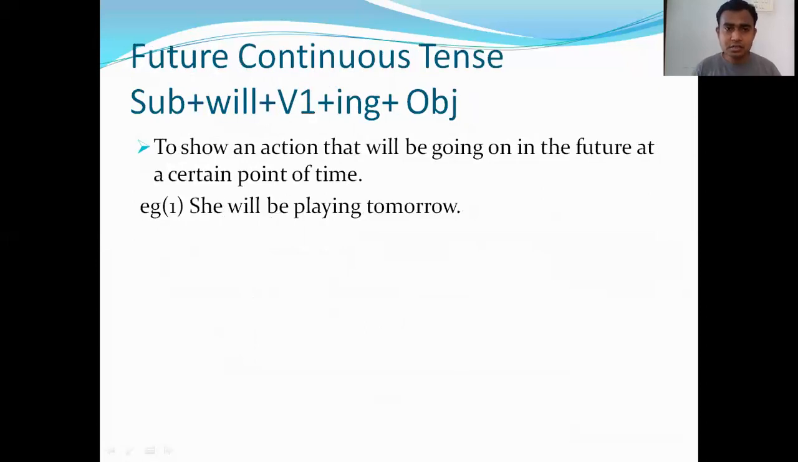Future continuous tense. We use future continuous tense to show an action that will be going on in the future at a certain point of time. Like for example, she will be playing tomorrow. That is future. As it is a continuous tense, we have to use ing form. And certain point of time means tomorrow. Will be playing. So we have subject, will plus be, verb 1 ing, and object.